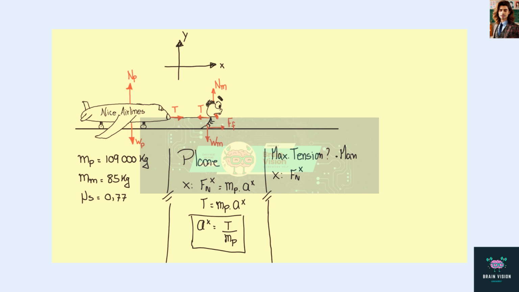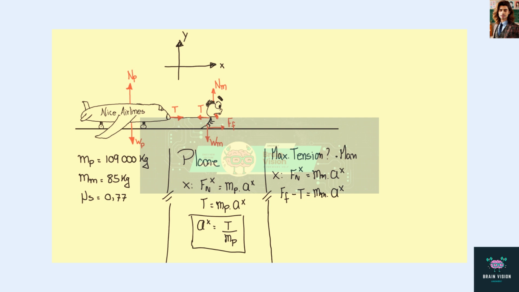The net force in the x-axis is equal to the mass of the man times his acceleration in the x direction. But the net force in the x direction is composed by two forces, the tension force and the frictional force. Notice that the tension force that is acting on the man points to the left, then it has a minus sign, while the frictional force points to the right, so it has a positive sign. Then the frictional force minus the tension force is the mass of the man times his acceleration in the x direction.